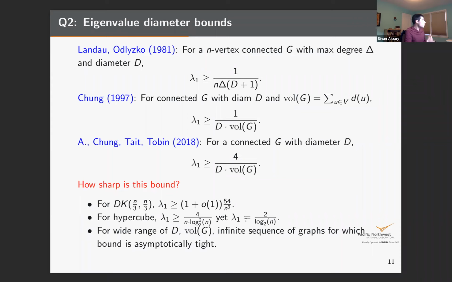But what we're able to show is that this bound is sharp in a strong sense, in that for a really wide range of diameters and volumes, we can always create an infinite sequence of graphs for which this bound is asymptotically tight.